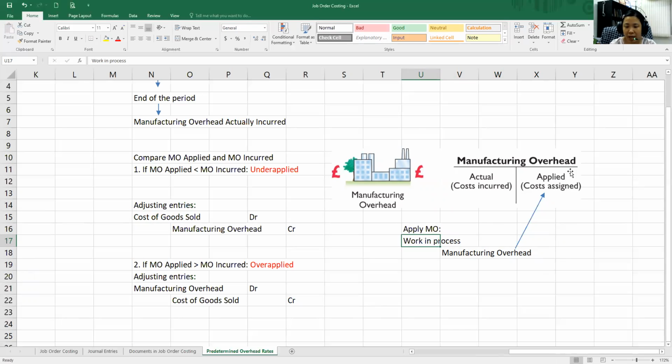So if applied is less than the manufacturing overhead incurred, we will debit cost of goods sold and credit manufacturing overhead. If applied is more than the manufacturing overhead incurred, we're going to debit manufacturing overhead and credit cost of goods sold. All right. Thank you.